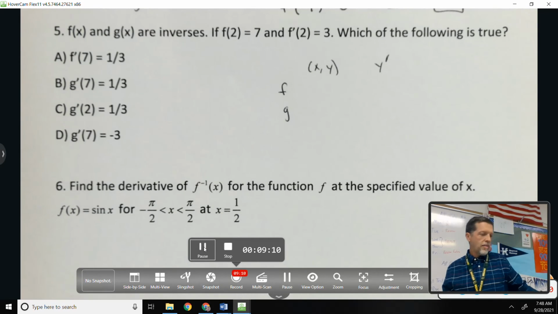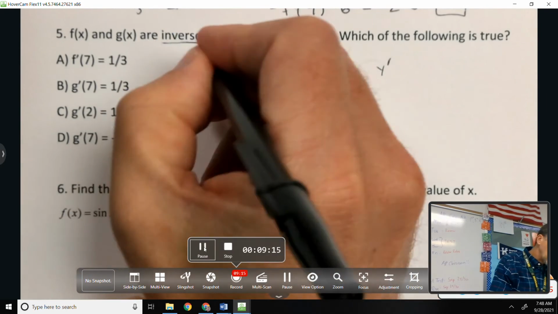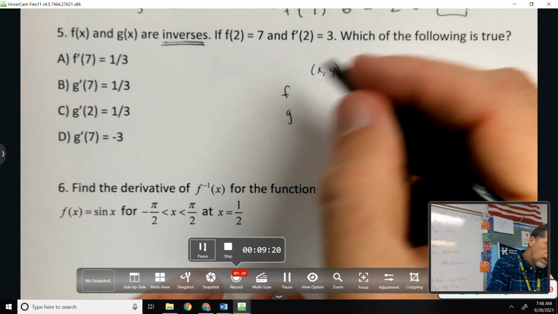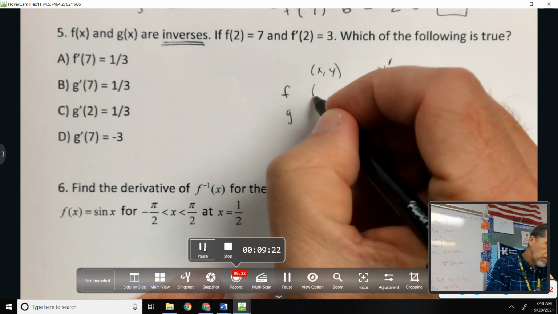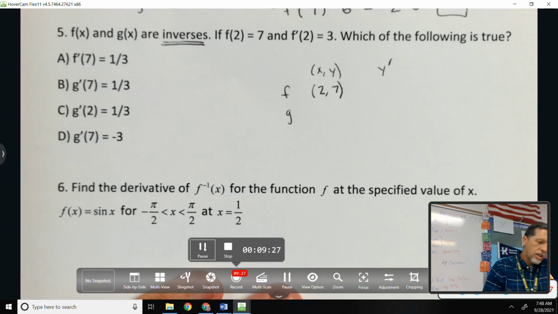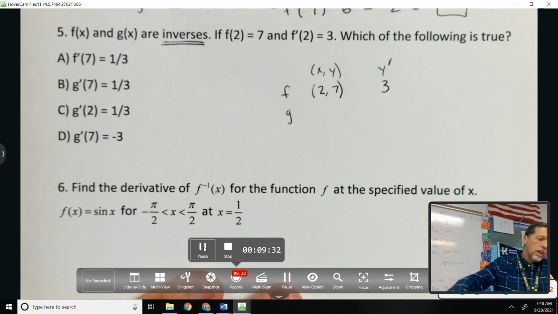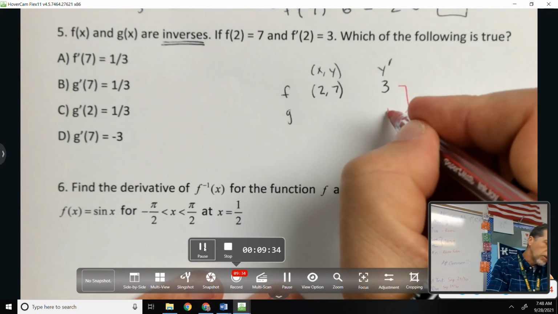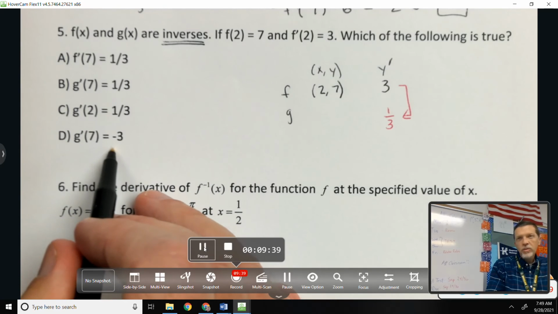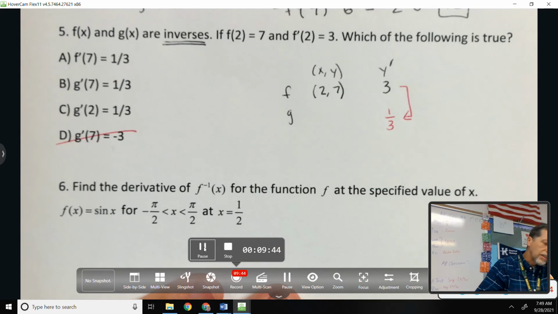So number 5, again, just a matter of keeping track with what they give you. F and G are inverses, so that's sort of my hint that I've got to use that reciprocal rule thing. F of 2 is 7, so that means x is 2 and y is 7 for f. The derivative at 2 is 3, and we know these guys are reciprocal, so something's equal to 1/3. Negative 3, I guess, would just be if you forgot the rule and you changed the sign rather than flip it over, so it's not negative 3.